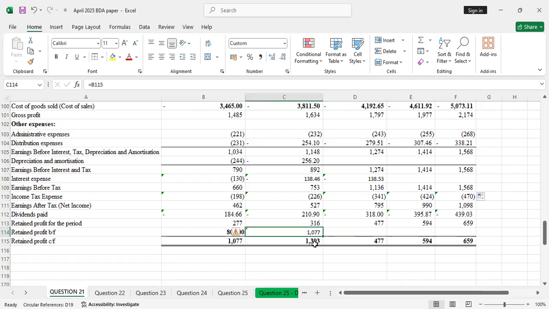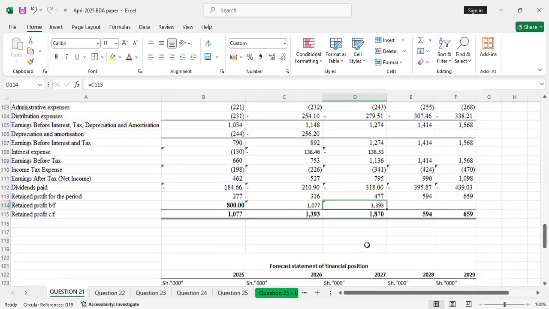Yeah, because it's supposed to be 1393. Let me see if I drag, it will give me that 1393. Yeah, it automatically gives you that value.